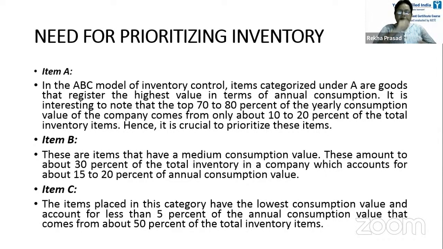Item B, these items that have a medium consumption value, amount to about 30% of the total inventory in a company, which accounts for about 15 to 20% of the annual consumption value. And item C is the last. तो वॉल्यूम तो ज्यादा होगा मगर उनका वैल्यू कम होगा. The items placed in this category have the lowest consumption value and account for less than 5% of the annual consumption value, which comes from about 50% of the total inventory items.